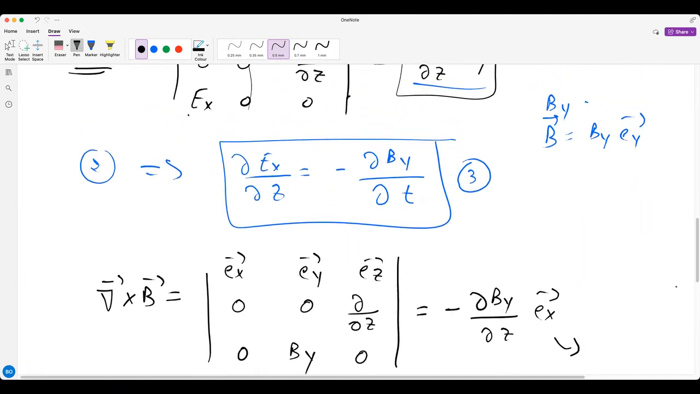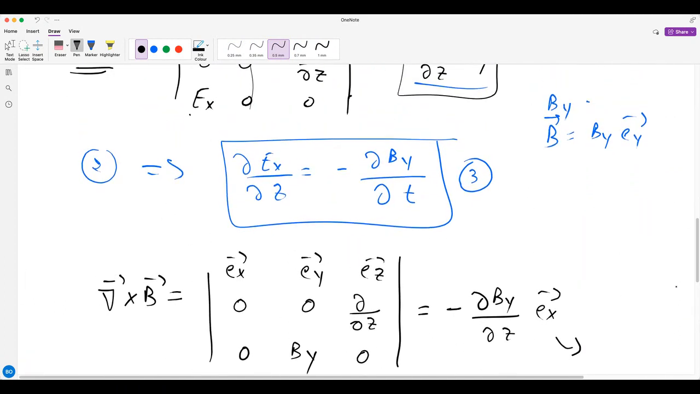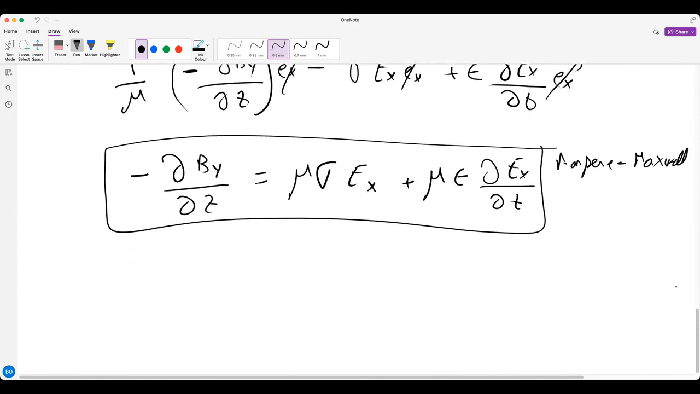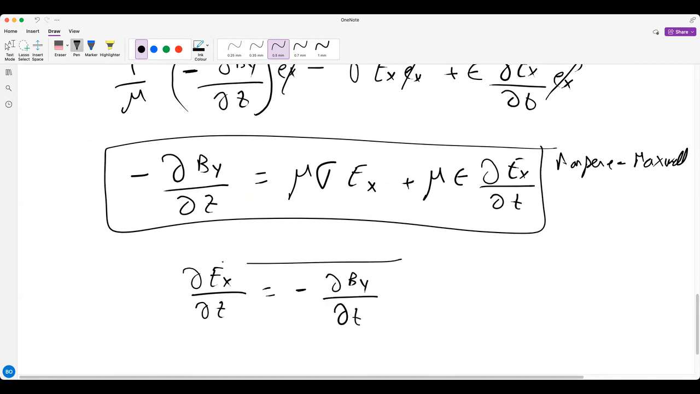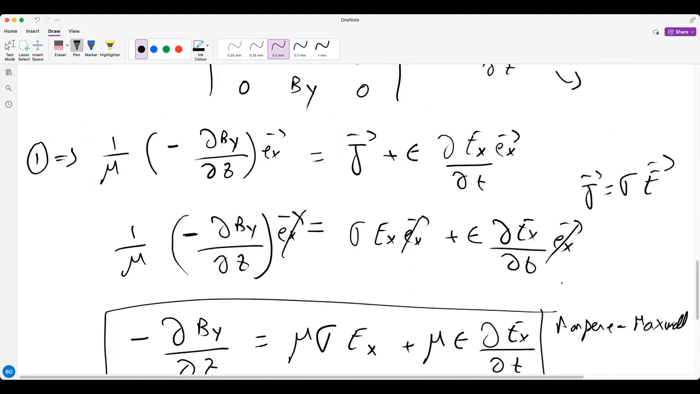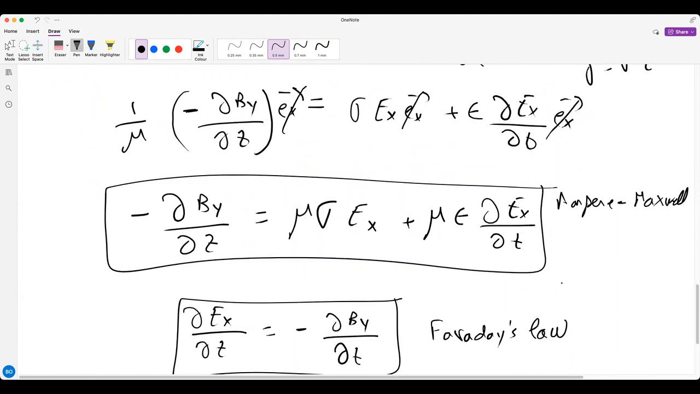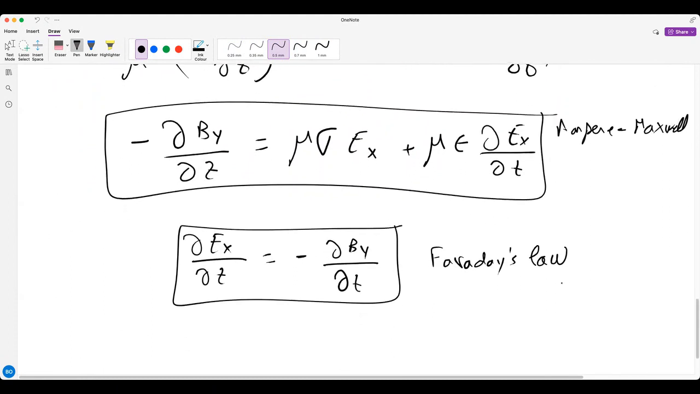And the second one, which is this one, the equation 3, the derivative of Ex with respect to z is equal to minus the derivative of By with respect to t. And this is Faraday's law, Faraday's law after these simplifications. This one. Okay. Any question?